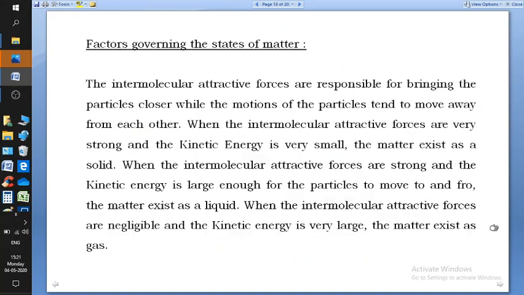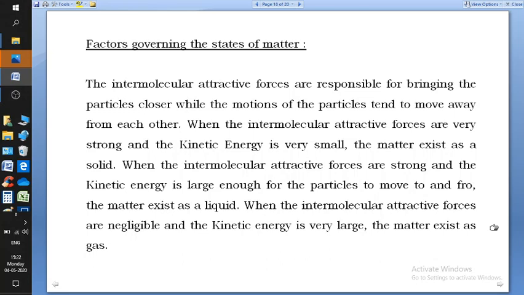Now let us see what are the factors that govern the state of matter. What makes matter exist in a solid state or a liquid state or a gaseous state? Like I've already mentioned, the intermolecular attractive force is always there between the particles, whether in a solid, a liquid, or a gaseous state. This force should always be there.